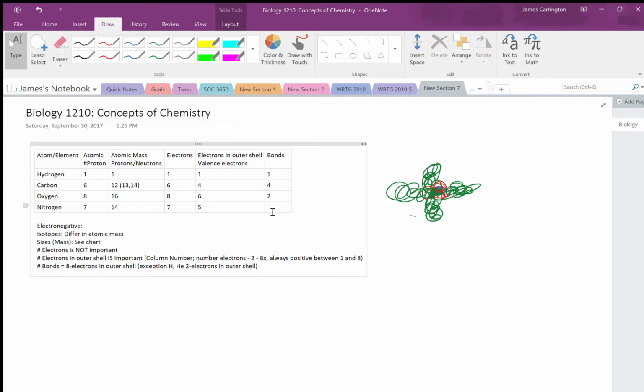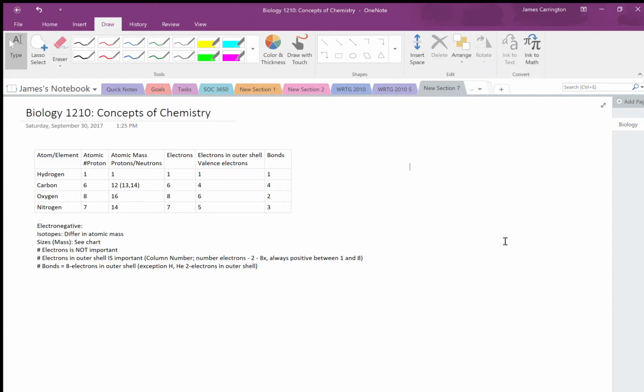And 8 minus 5 is 3. And so this is the number of bonds it's going to want to form. So I'm going to delete this guy real fast for us. And I'm going to draw something else.